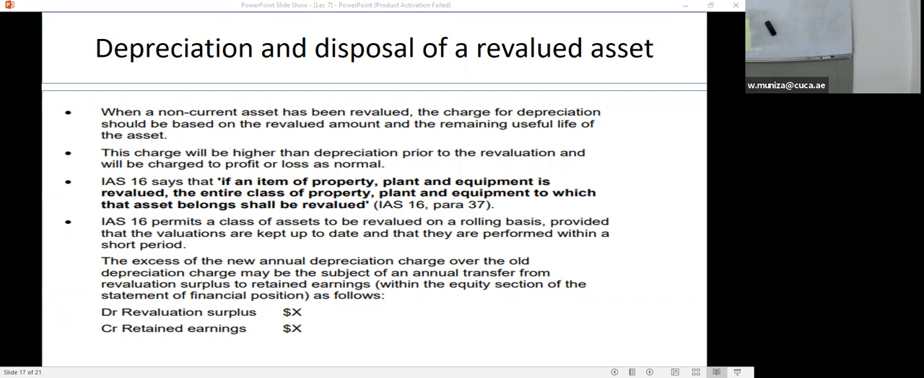Okay, so in exam questions, when they are going to say that an election is being made to transfer the excess depreciation, then you are going to pass this accounting entry. Otherwise, no. If the excess depreciation is not being transferred from the revaluation surplus to the retained earnings, then there is no need to pass this accounting entry. Why is this excess depreciation present? Because now more depreciation is being charged on the revalued amount of the asset.